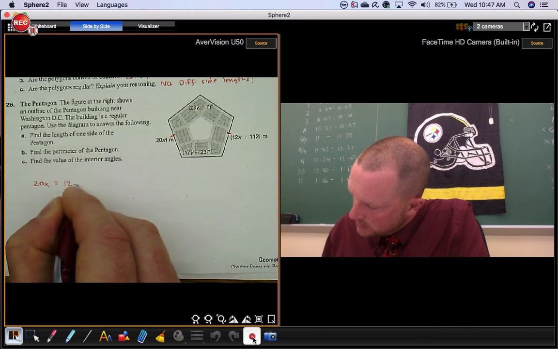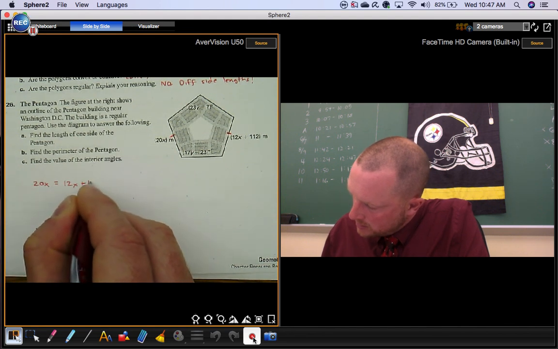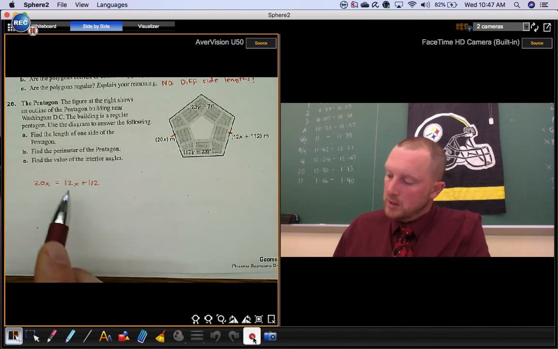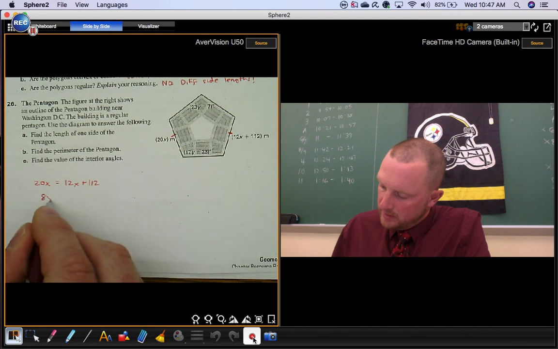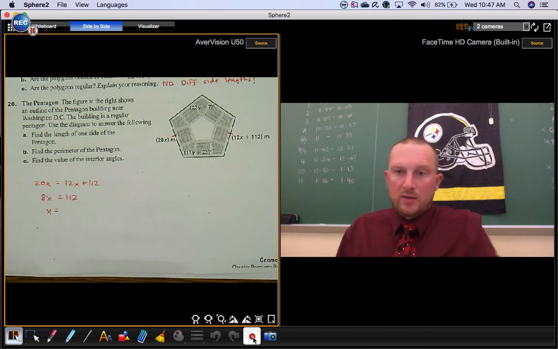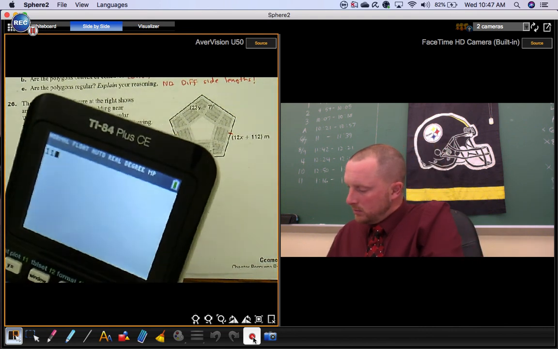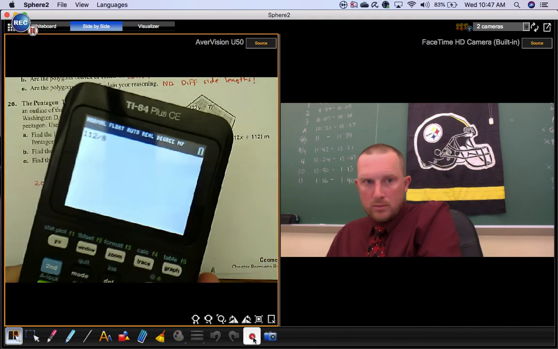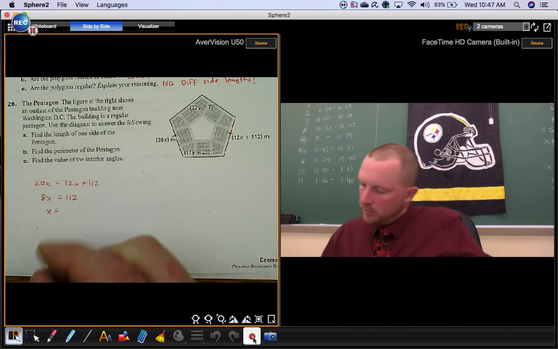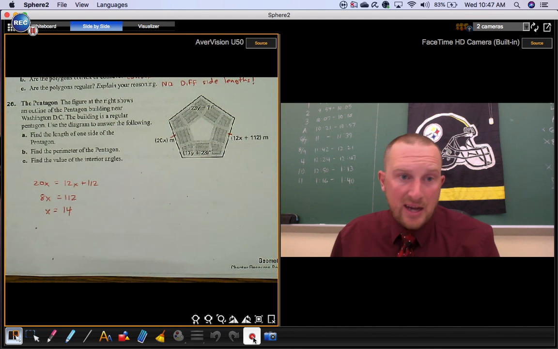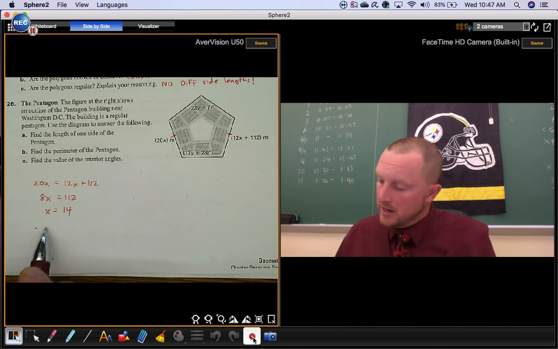20x and 12x plus 112 must be the same. So we're going to subtract 12x from each side, and then we're going to divide by 8. So is each side length 14? No, that's your x value.